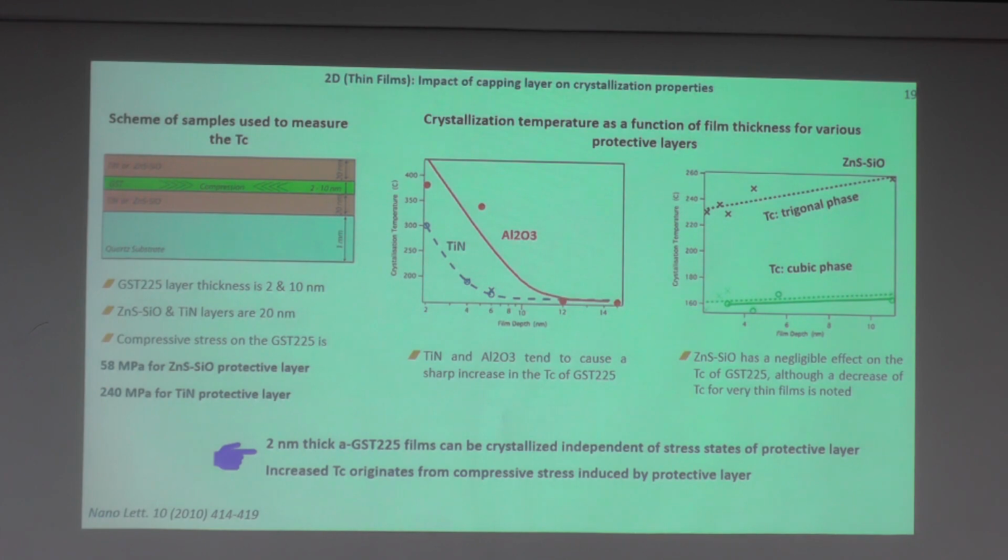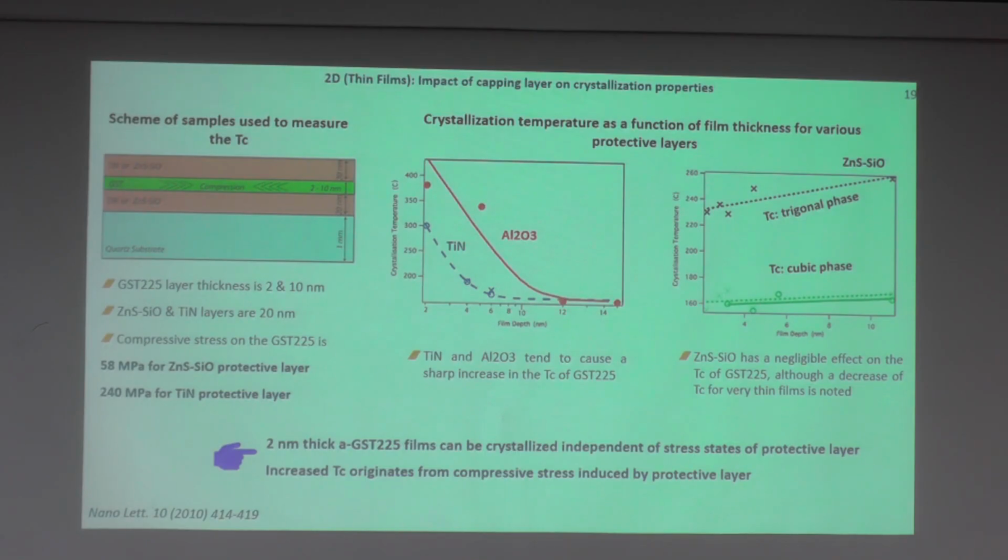So what happened here? Depending on the type of capping layer, we also have an increase of the crystallization temperature of the GST thin film, as you can see. And there is also some negative effect on the TC of GST if you use this layer. So what does such a protective layer do to the GST thin film?